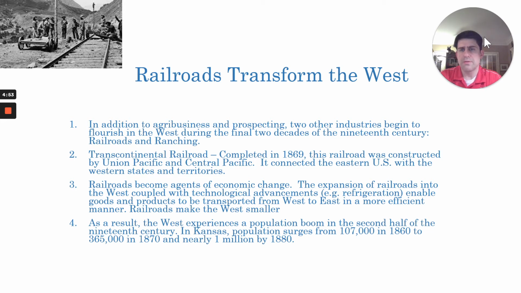One of the main industries that began to flourish in the West in the latter half of the 19th century was railroads, and in particular the Transcontinental Railroad was completed in 1869. It was constructed by two railroad companies, Union Pacific and Central Pacific. It connects the eastern United States with the western states and territories. It was the first of what would be several transcontinental railroads completed by the end of the century. And railroads really become agents of economic change. The expansion of this new form of transportation really allows the West to flourish in terms of economic growth and economic development.